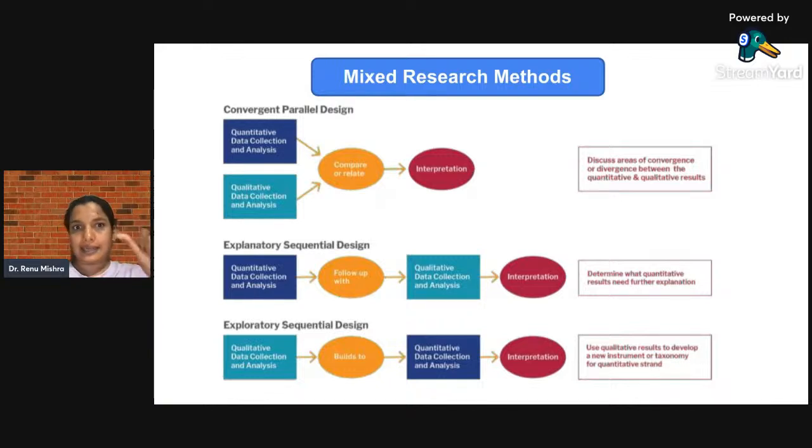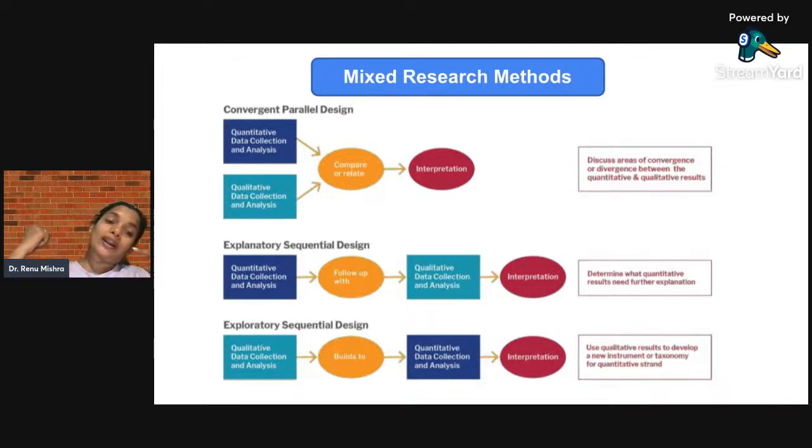Now explanatory sequential design says that, see, understand, I eat ice cream 5 times a day. So you collected that information through quantitative data. Why I eat ice cream 5 times a day? Through qualitative data. Okay, so you are basically collecting quantitative data and supporting it through qualitative data. That if people are eating ice cream 5 times a day, why are they doing so?